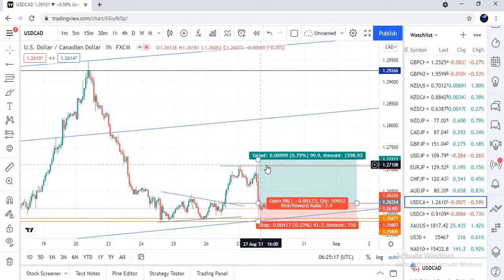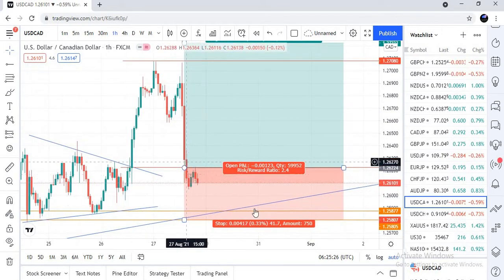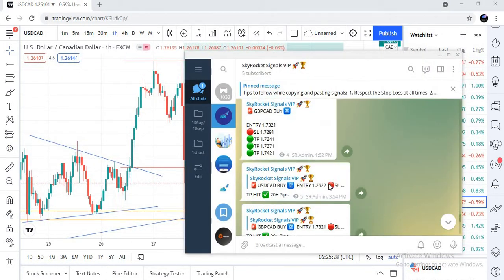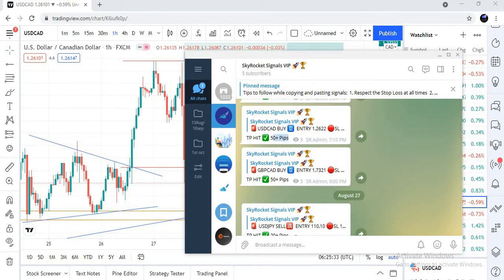But it didn't hit our 100 pip target. It just went about 80 pips and now it has reversed on us. All this happened within the 27th of August. So as you can see, take profit 1 USD CAD, take profit 2 USD CAD.